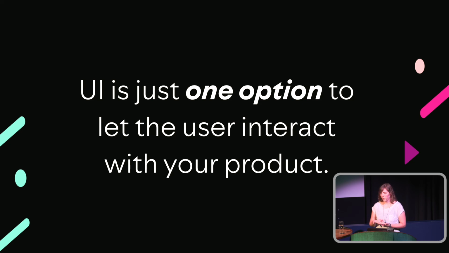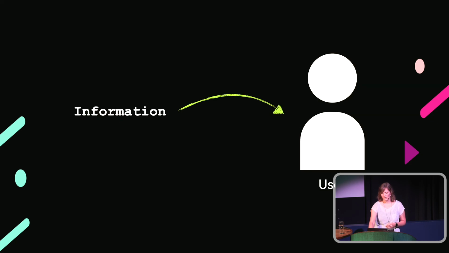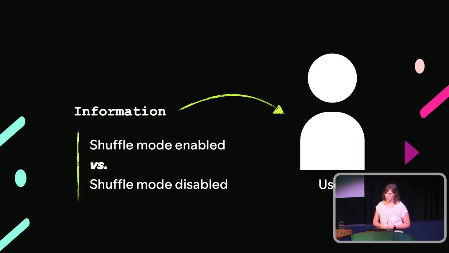Okay, if you think about it, UI is actually just one option to let the user interact with your product. So you have some form of information. This should be transported to the user. In case of the shuffle button, the extra dot underneath, it has the context whether shuffle mode is on or off. It actually doesn't matter if it's a visual representation or a specific sound or whatever. It only matters that this information is somehow delivered to the user.